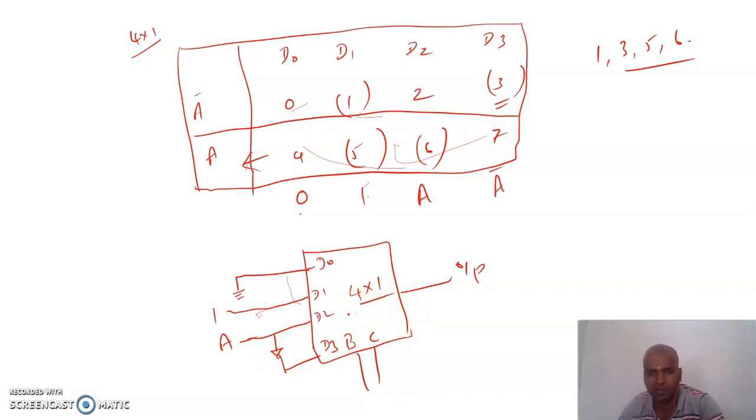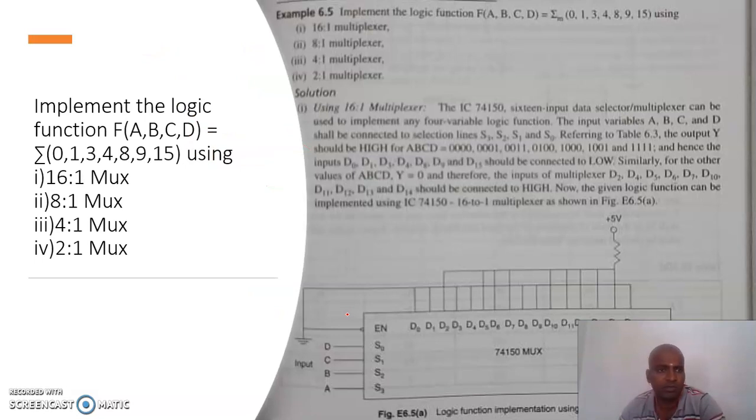Okay, right. Moving to another example. Have a look at this. Implement the logic function of ABCD, summation 0, 1, 3, 4, 8, 9, 15, using 16x1 mux, 8x1 mux, 4x1 mux and 2x1 mux. First understand the given question. ABCD is given, so 4 variables are used. 2 power 4 combinations we can write, that is 16 combinations.